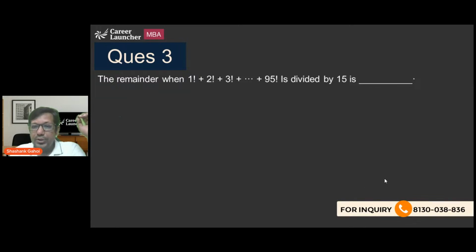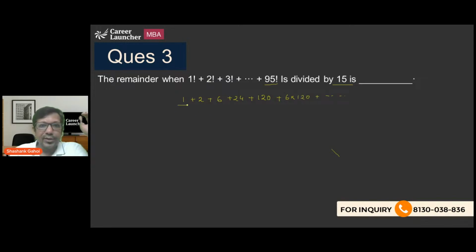This question says that 1 factorial plus 2 factorial plus 3 factorial plus 4 factorial up to 95 factorial is being divided by 15. What is the remainder? 1 factorial is 1. 2 factorial is 2 into 1, that is 2. 3 factorial is 3 into 2 into 1, that is 6. 4 factorial is 24. 5 factorial is 120. 6 factorial is 6 into 5 factorial, that is 720, and so on.